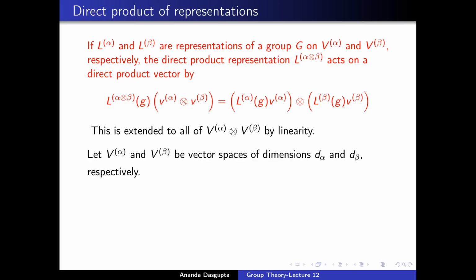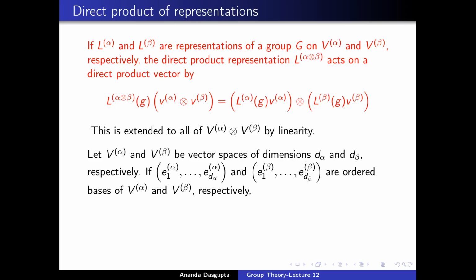We start with the situation that V alpha and V beta are d alpha and d beta dimensional vector spaces respectively, and we have two sets of ordered bases of V alpha and V beta, namely the tuple, because we are talking of ordered bases, e1 alpha, e2 alpha up to e d alpha alpha, that's the ordered basis for V alpha, and e1 beta, e2 beta up to e d beta beta, that's the ordered basis for V beta. Given this, a basis for the direct product space can be formed simply by taking direct products of individual basis vectors taken pairwise.